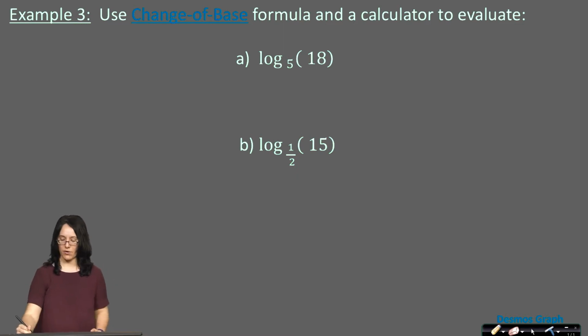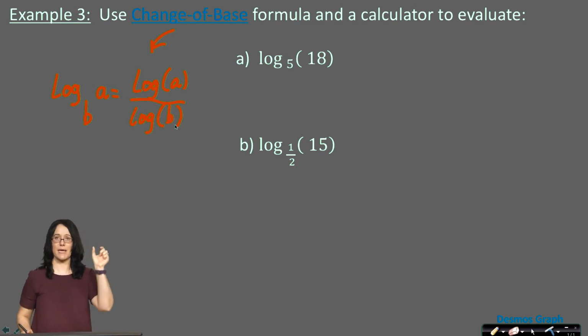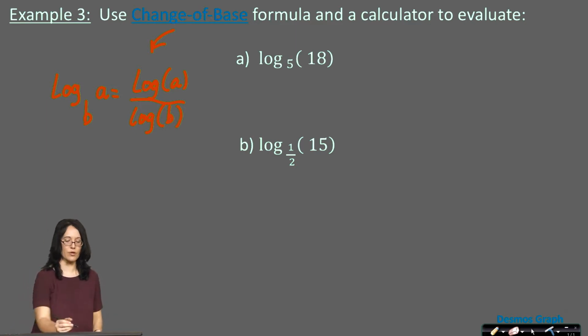Well, the change of base formula said, let's write it out again, that if I have a log base b of argument a, I could rewrite that as log, so that's base 10, of a, close that parentheses, that's critical, over log, so base 10, of b. As long as you pick the same base on top and bottom, this should work. You could have also used natural log, which is base e, of a divided by natural log of b. Just close your parentheses each time.